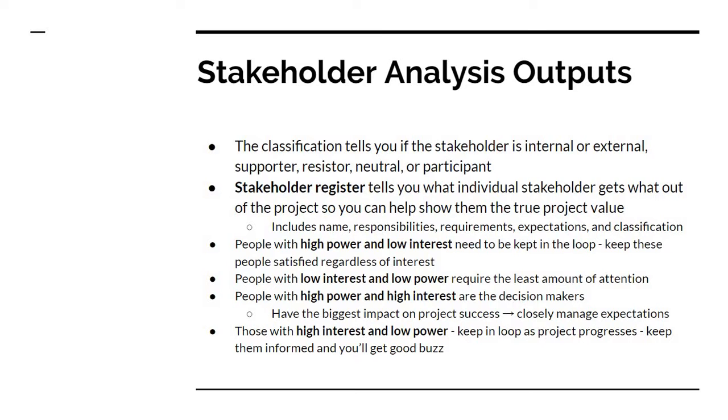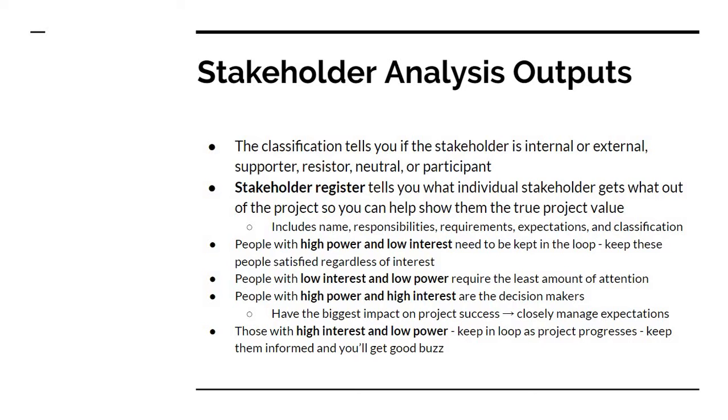The outputs from your stakeholder analysis: the classification tells you if the stakeholder is internal or external, a supporter, a resistor, a neutral, or a participant. The stakeholder register tells you what each individual stakeholder gets out of the project, so you can help show them the true value of your project. This includes their name, responsibilities, requirements, expectations, and classification.